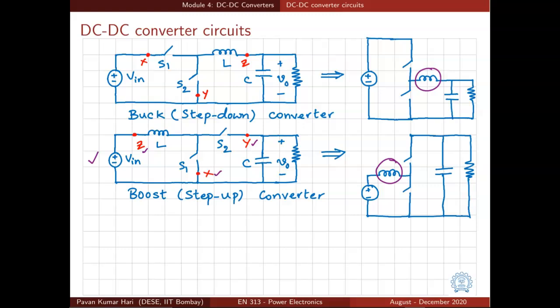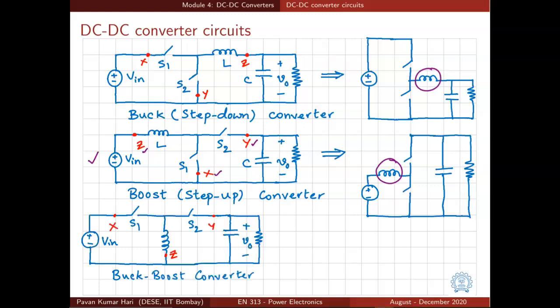If we rotate the three nodes X, Y, Z further, then we can realize something called buck boost converter, which has the ability to give an average output voltage less than the input voltage or more than the input voltage. However, the polarity of the output voltage will be negative, the inverse of the input voltage, as we shall see soon.